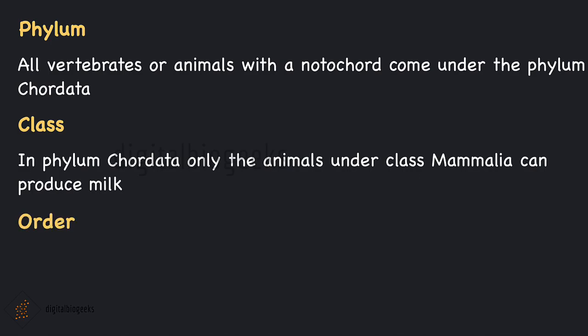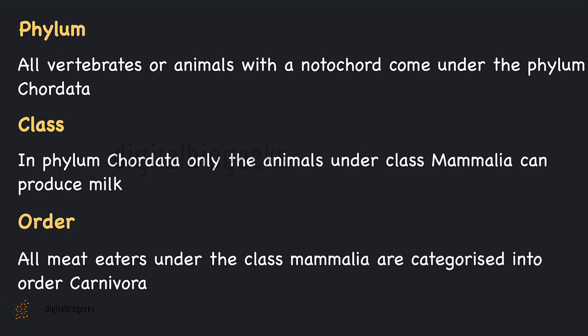Order comes after class in the hierarchy. For example, Mammalia is a class, but all meat eaters under Mammalia can be again categorized into the order Carnivora. Similarly, order Insectivora is there, comprising insect-eating animals.